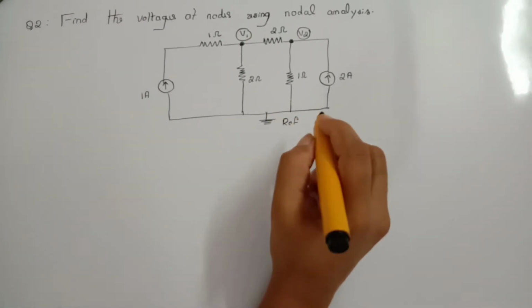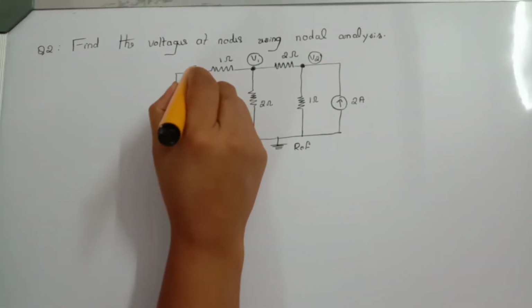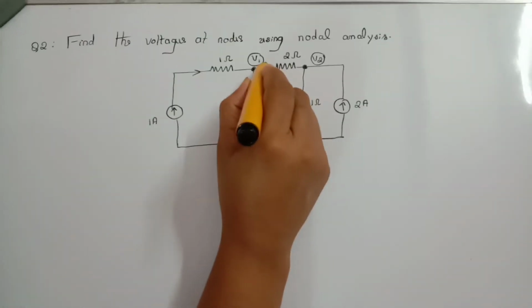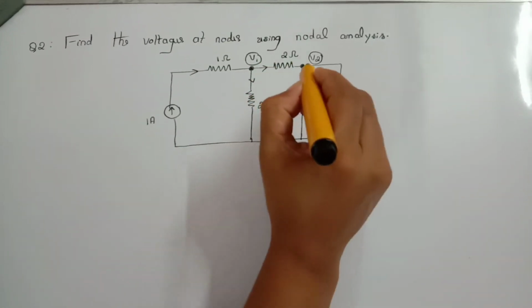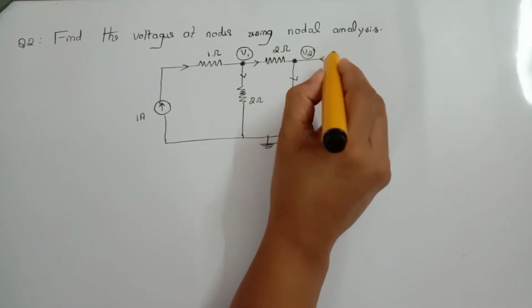Once nodes are assigned, we have to assign the current directions. Here the direction is given, so I'll take the same direction. Where not given, I'll take downward, again to the right and downward. Here the current direction is given, you can take the same direction.